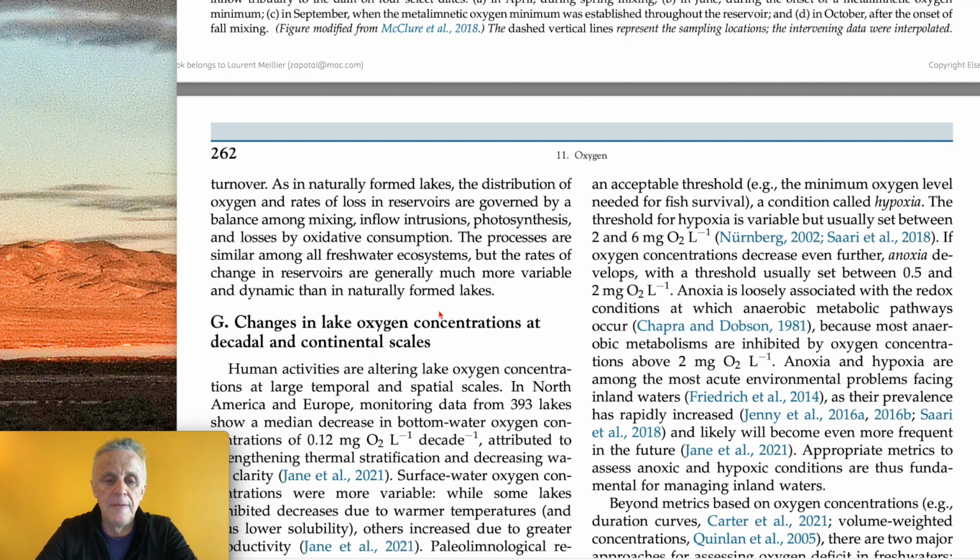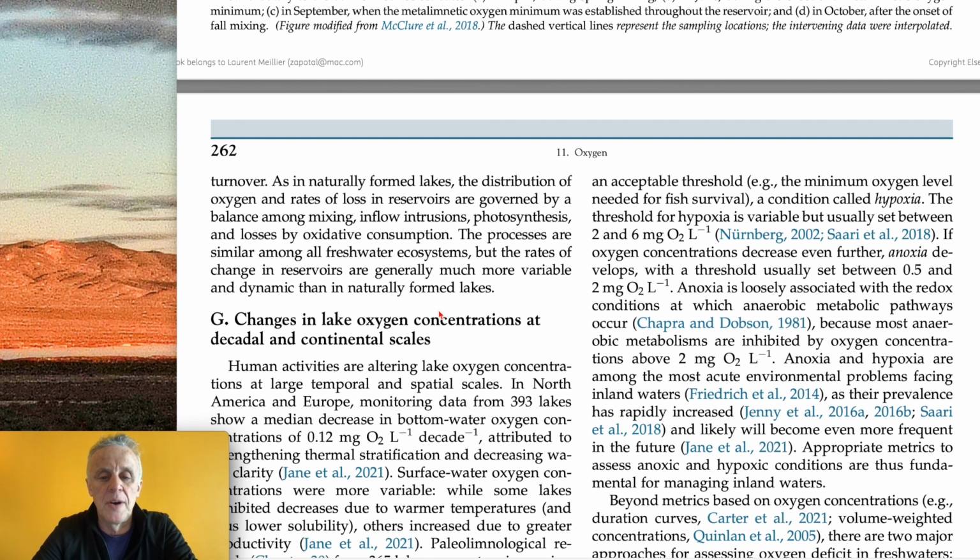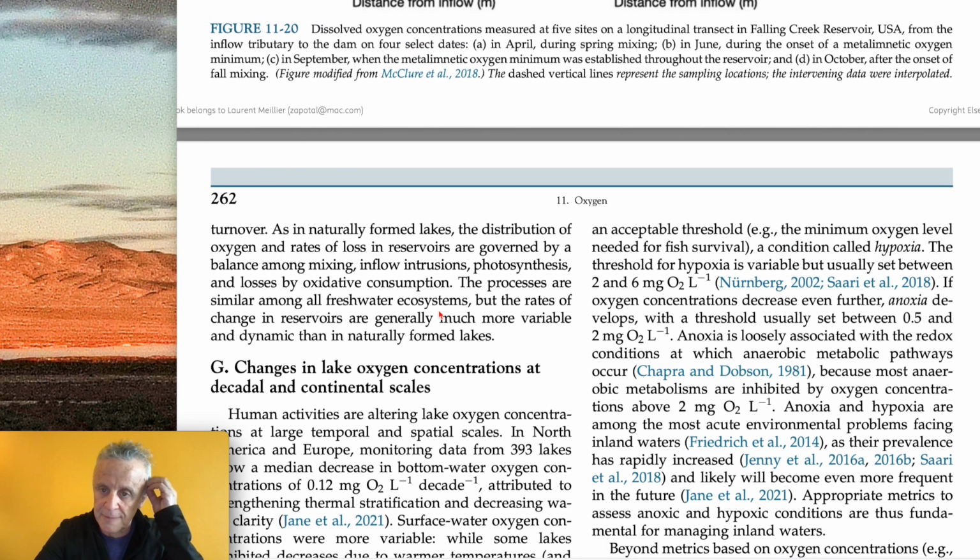As in naturally formed lakes, the distribution of oxygen and rates of loss in reservoirs are governed by a balance among mixing, inflow intrusions, photosynthesis, and losses by oxidative consumption. The processes are similar among all freshwater ecosystems, but the rates of change in reservoirs are generally much more variable and dynamic than in naturally formed lakes.